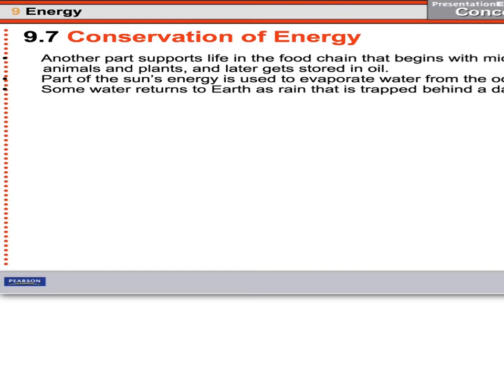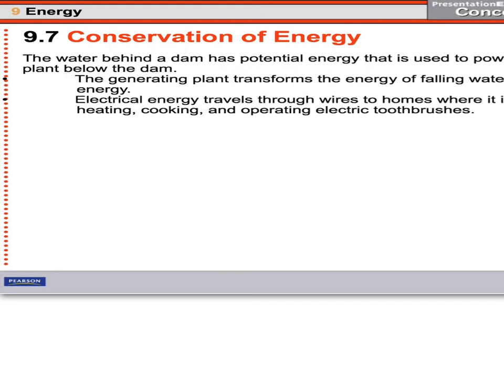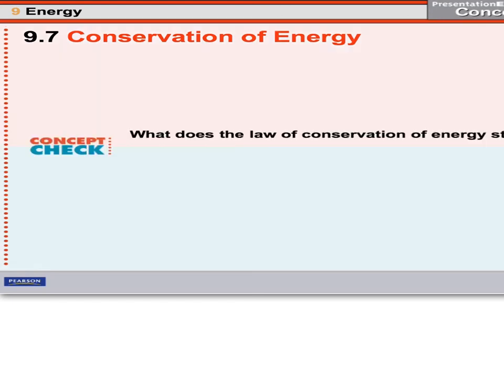Another part supports life in the food chain that begins with microscopic marine animals and plants and later gets stored in oil. Part of the sun's energy is used to evaporate water from the ocean. Some water returns to Earth as rain that is trapped behind a dam. The generating plant transforms the energy of falling water into electrical energy. Electrical energy travels through the wires and is used for lighting, heating, cooking, and operating electrical appliances.